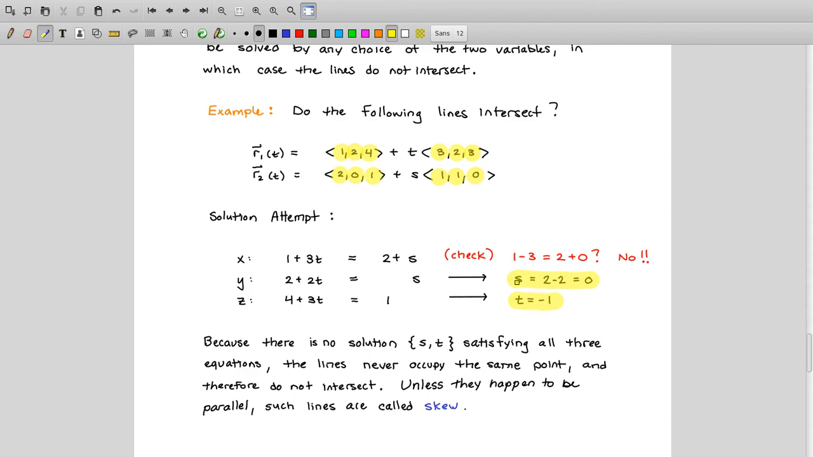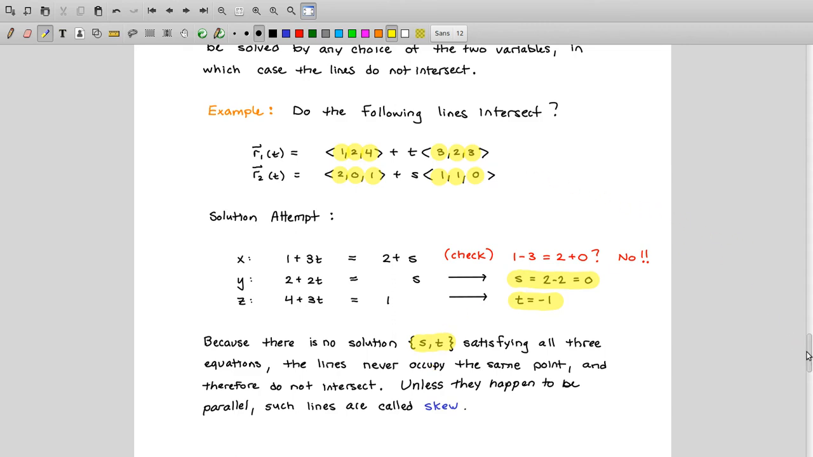And so then I have to look at the third equation and see if t equals minus 1 and s equals 0 is a solution to the third equation. I plug in t equals minus 1, I get negative 2 on the left. I plug in 2 plus 0, and I get 2 on the right, and those don't equal. All right, so there's no pair of parameters s, t that satisfies all three equations. That means the lines never occupy the same point, and therefore they do not intersect.